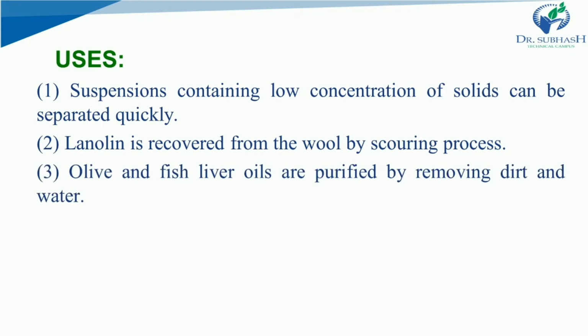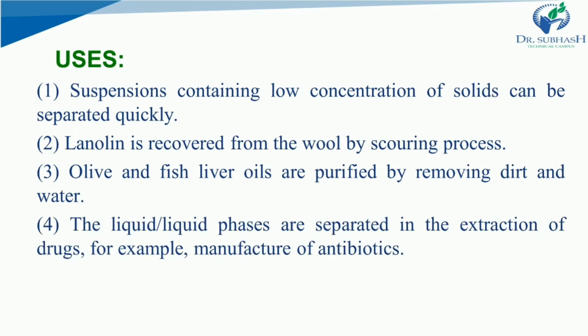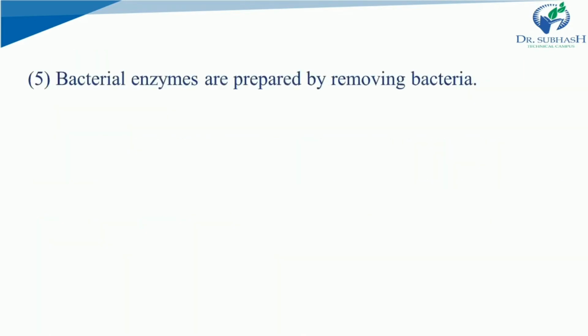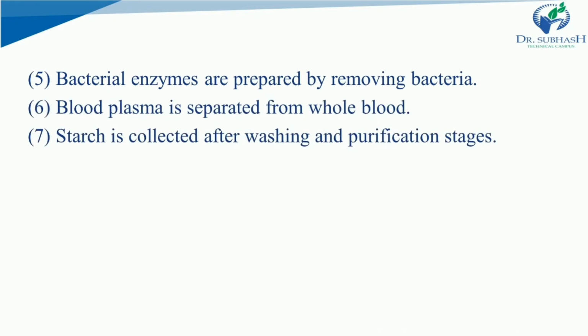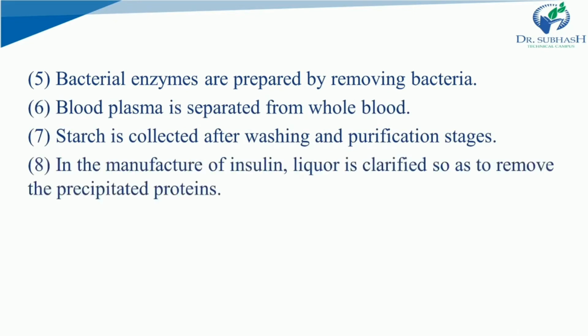Olive and fish liver oils are purified by removing dirt and water. The liquid phases are separated in the extraction of drugs, for example, the manufacturing of antibiotics. So these are the uses in which the sedimentation type of centrifugation is used heavily, and in some cases you can also use the ultracentrifugation technique. Bacterial enzymes are also prepared by removing the bacteria. Blood plasma is separated from the whole blood. Starch is collected after washing and purification stages. In the manufacture of insulin, liquor is clarified so as to remove the precipitated protein.